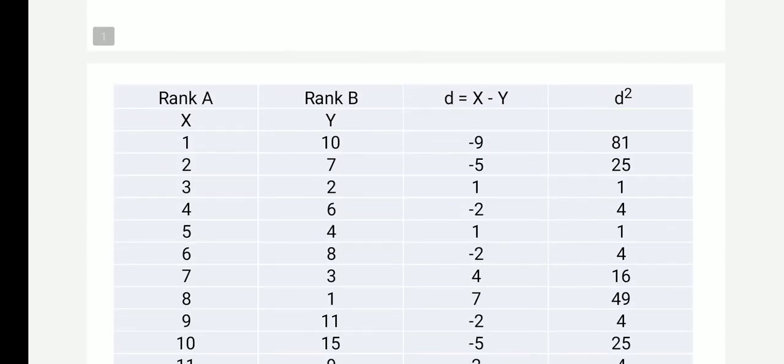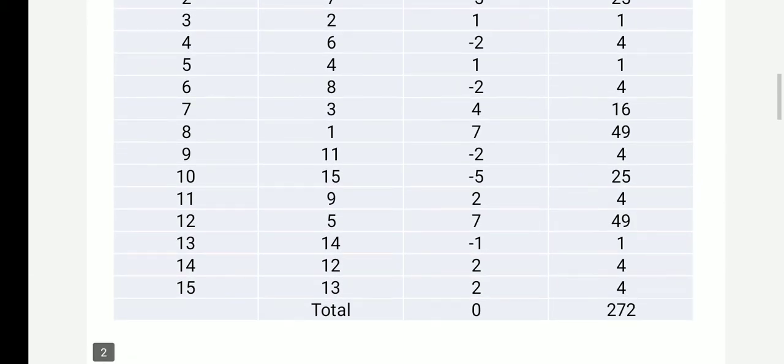So accordingly, we have written like this: the first column with respect to the rank of A, and the second column with respect to the rank of B. So 3, 2, 4, 6, 5, 4, 6, 8, etc.